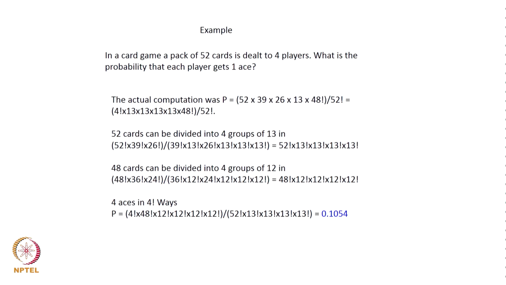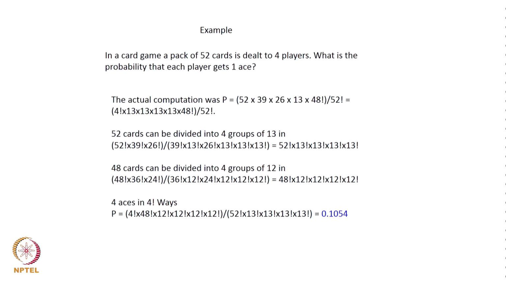So, in a card game, a pack of 52 cards is dealt to 4 players. What is the probability that each player gets 1 ace? So, the actual computation was P is equal to 52 into 39 into 26 into 13 into 48 factorial by 52 factorial, which is given here. Now, 52 cards can be divided into 4 groups of 13 in this many ways: 52 factorial divided by 13 factorial into 13 factorial into 13 factorial into 13 factorial, and so on.